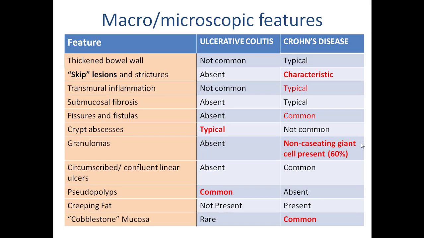Here is a full list of macro and microscopic features that present in both diseases. I want to highlight the key points to remember. In ulcerative colitis, crypt abscesses and pseudopolyps are very characteristic of the disease, whereas in Crohn's, skip lesions, fissures, and fistulas are most characteristic. The presence of non-caseating giant cells is very characteristic in Crohn's, being present in up to 60% of cases. The gut mucosa is often said to look cobblestone in appearance on endoscopy.